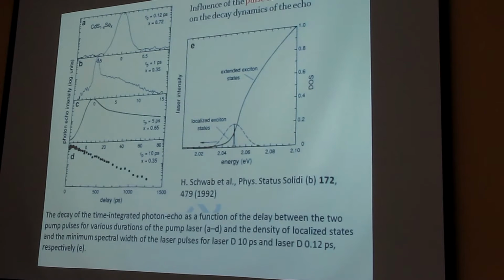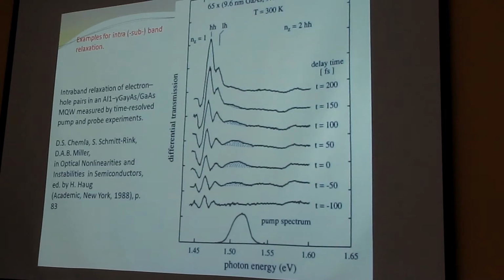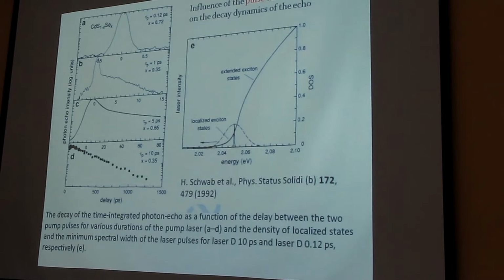You must be careful if you do the experiments. We measured the dephasing time as a function of the duration of the laser pulse. This was a 10 picosecond laser pulse, and you see a very slow decay of the signal. This is 1 nanosecond here. This was a 5 picosecond pulse, the decay is already faster. This is a 1 picosecond pulse, the decay is even faster. These are only 15 picoseconds. And this is a 0.1 picosecond pulse, and the decay is almost instantaneous.